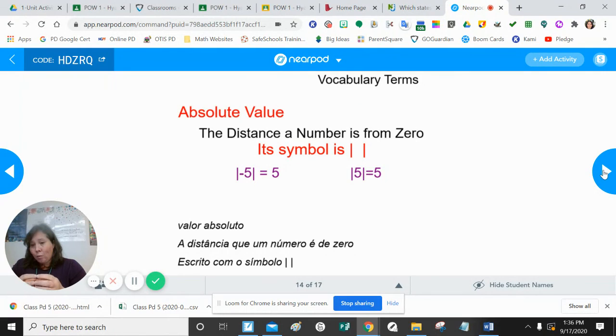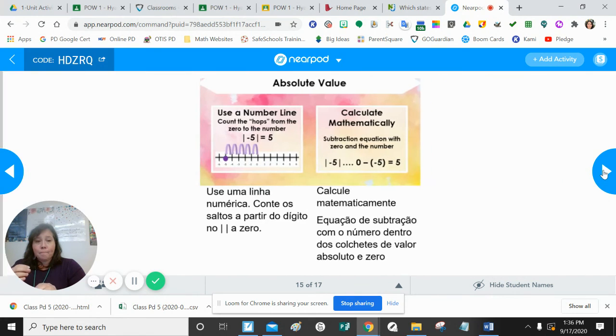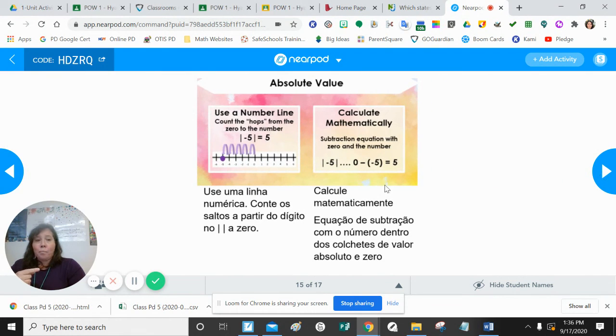Absolute value was the last thing we talked about, the last vocab term we defined. An absolute value, again, is a distance. It's how far a number is from 0. Okay? So you can look at it with a number line, and you can count your hops, or you can look at it by taking 0 and subtracting that number from 0, or that number subtract from 0. Whatever number is greater, that's what you subtract first. So absolute value is the distance the number is from 0. It's always positive, just like speed is always positive because it represents a distance.